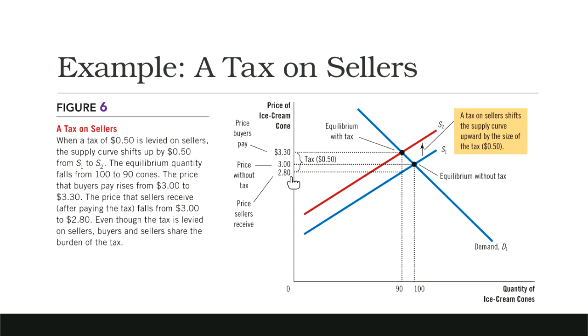So just again, to clarify, how much do consumers pay after tax? They pay the new equilibrium price, which in this example is $3.30. How much do producers receive? Well, they have to cover the 50-cent tax, and so they pay 50 cents of the $3.30, and they wind up with $2.80. So as you can see here, the tax is just the difference between the price buyers pay and the price sellers receive.